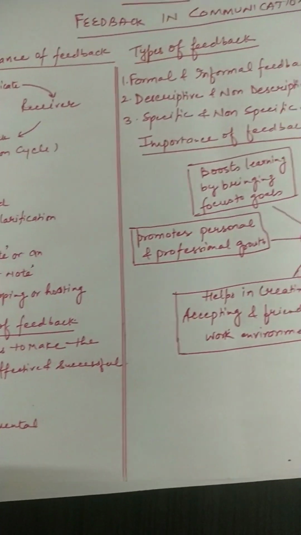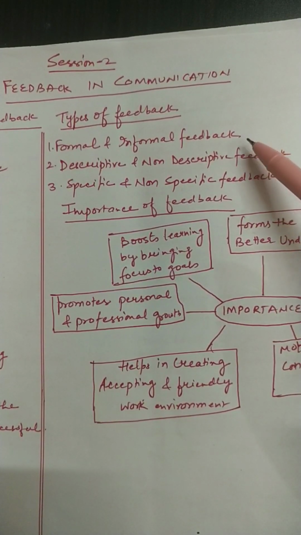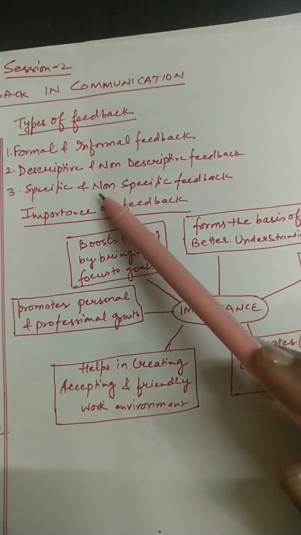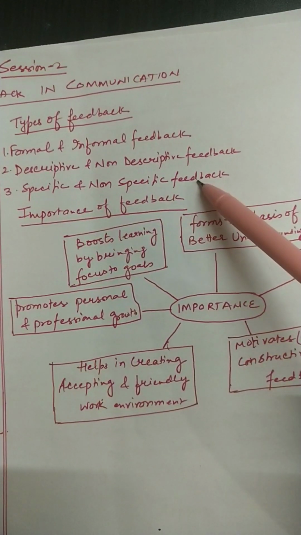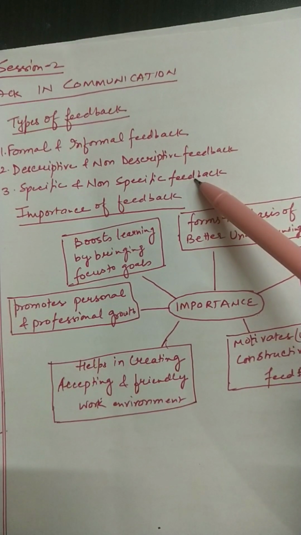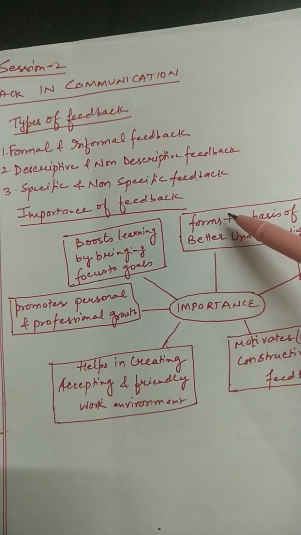Now let's talk about the types of feedback. Feedback can be in various forms and various types. We are discussing these three: formal and informal feedback, descriptive and non-descriptive feedback, and the third is specific and non-specific feedback. Formal means something in a format or a structure, right? Using which the receiver frames the feedback and resends it. Suppose I say, congratulations on scoring 95% in your final test performance, you are promoted to your next class. This is the best example of formal feedback, right?